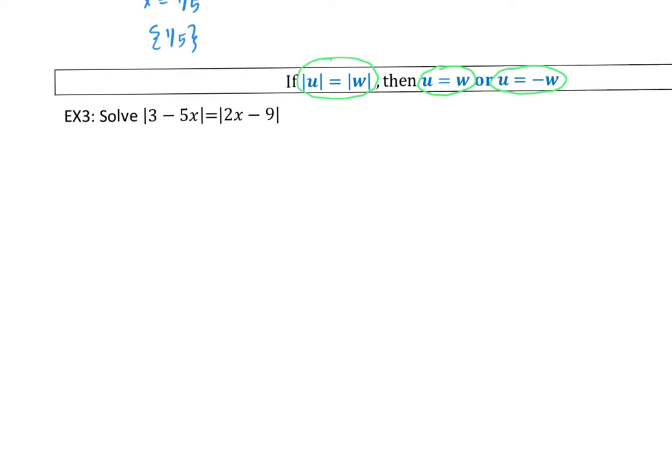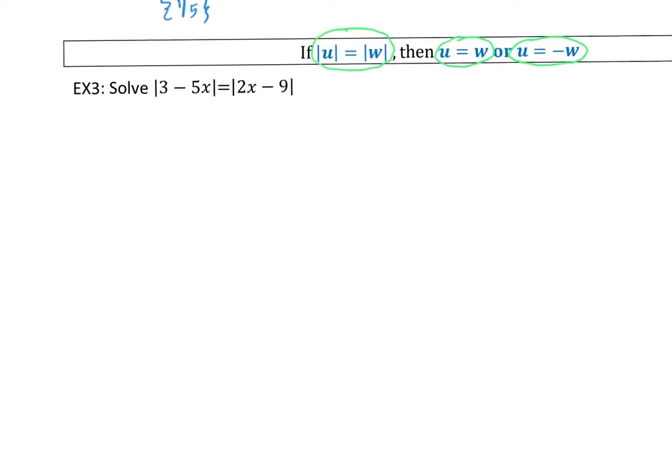In example 3, and we'll just do one example like this, we have the absolute value of 3 minus 5x equal to the absolute value of 2x minus 9. So again, we're trying to find the x's that make this true, and what's in the absolute values can be negative or positive or 0 as long as they're the same expression inside. And one could be negative and one could be positive because, again, we're taking the absolute value. So the 3 minus 5x would be our u, and 2x minus 9 we could look at as our w.